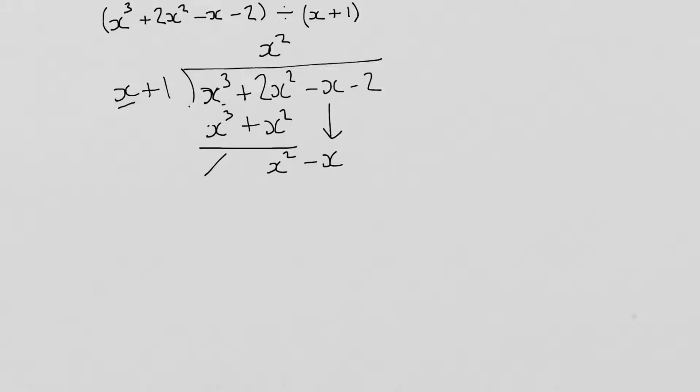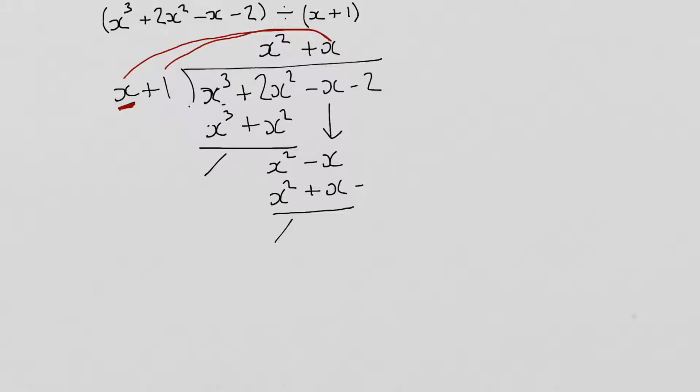And I ask myself the question again, what do I need to multiply x by to get x squared this time? So that's going to be a positive x. Multiplying that out then, x times x is going to give me x squared, and then 1 times that x there is going to give me plus x. And again, I'm going to follow that same process of subtracting these and seeing what I've got left. So the x squareds give me 0.